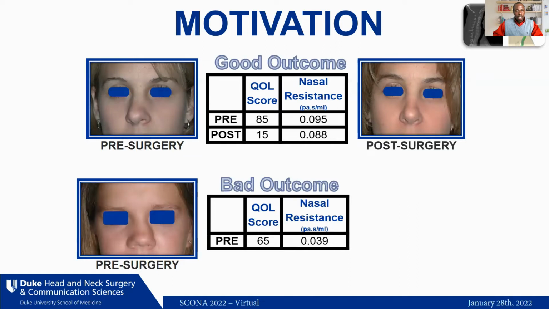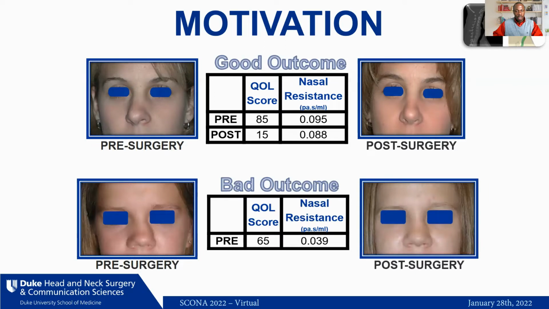Below is another patient with a before surgery patient reported quality of life score of 65 and the corresponding nasal resistance value. After surgery, this patient looks like this, but her patient reported quality of life score did not change much. There was also a marginal reduction in nasal resistance. This suggests that surgical correction for nasal airway obstruction, even among non-cleft patients, is not trivial.